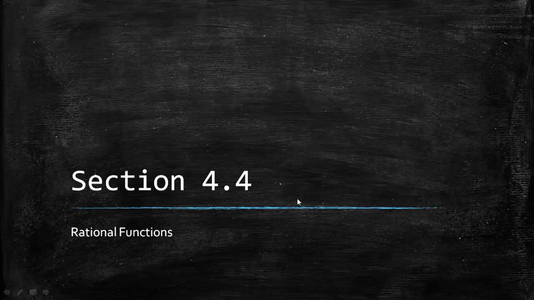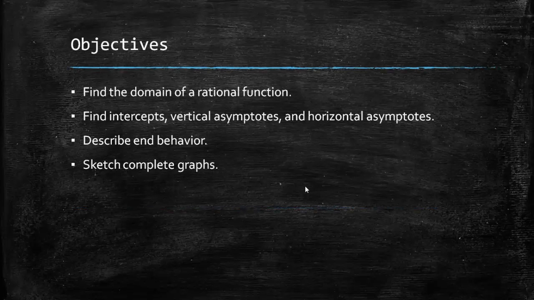This section is about rational functions, section 4.4 in your book. The objectives for this section are finding the domain of a rational function, finding the intercepts, the vertical and horizontal asymptotes. Also, we'll talk about holes. We'll describe the end behavior of rational functions and also sketch complete graphs. In this video, we're not going to cover all of these topics. I will have different videos.